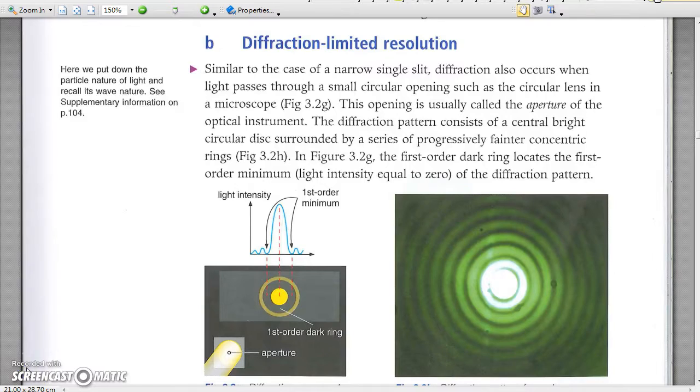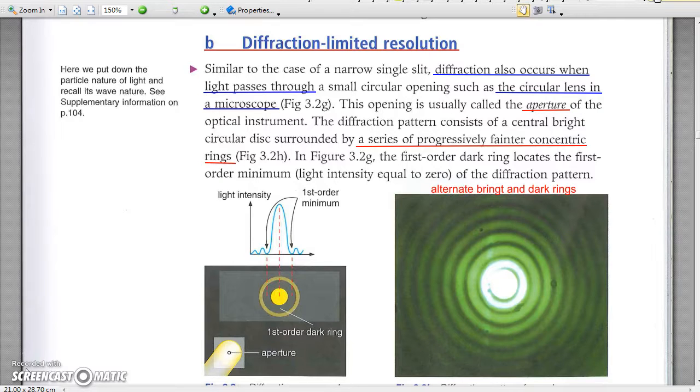B. Diffraction-limited resolution. When light passes through an aperture, which is an opening, diffraction occurs. A single dot will produce a diffraction pattern which appears as concentric circles of alternate bright and dark rings.